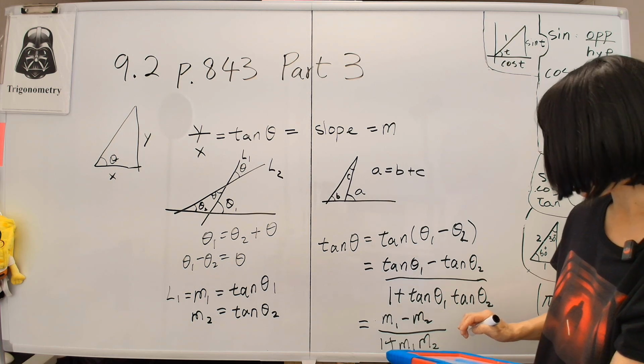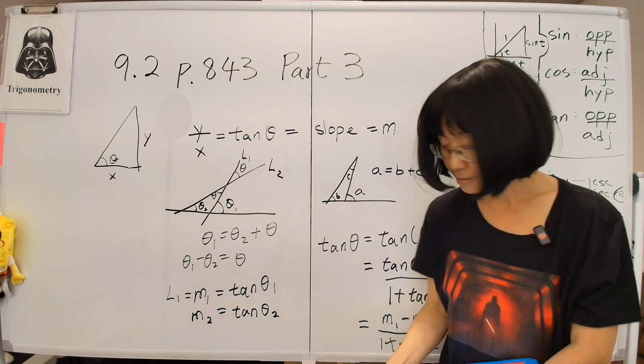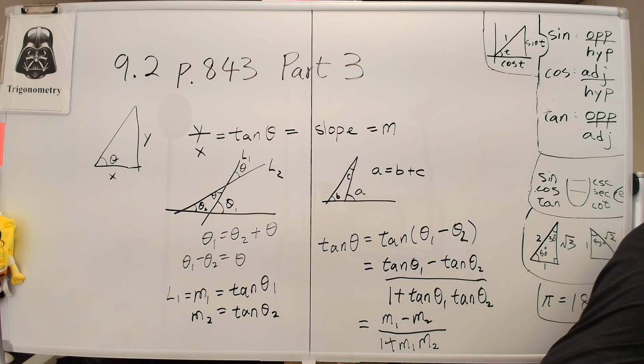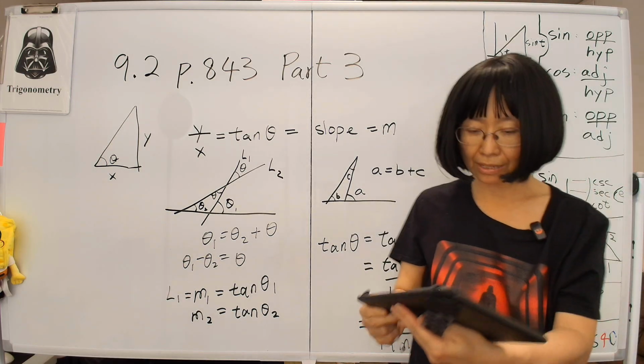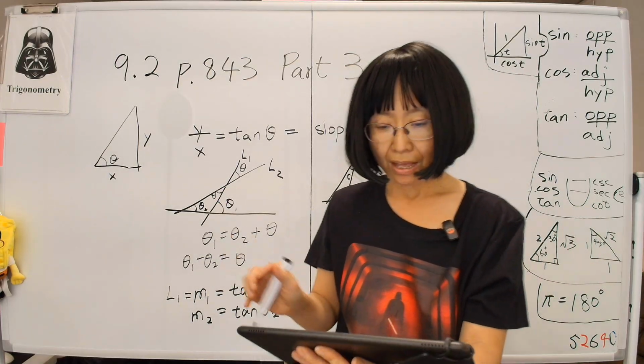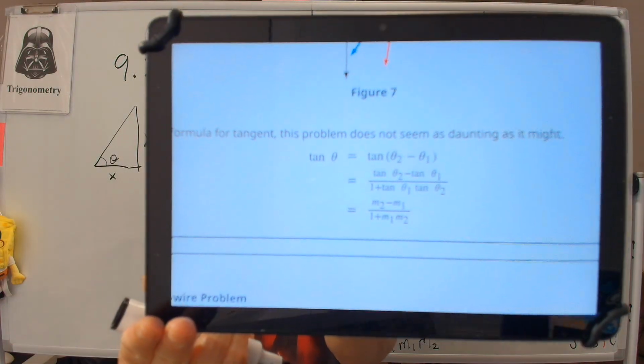And that is the equation for tangent theta. As you can see, that's what we were trying to prove. And oops, that thing blinked out. Try again. All right, so that is exactly what the book wants us to prove.